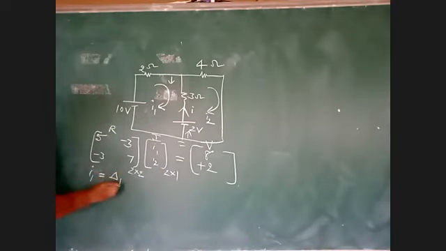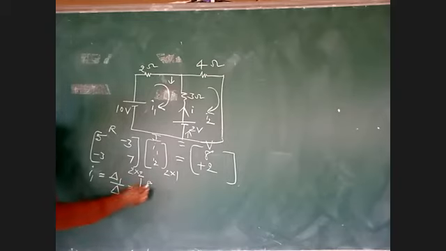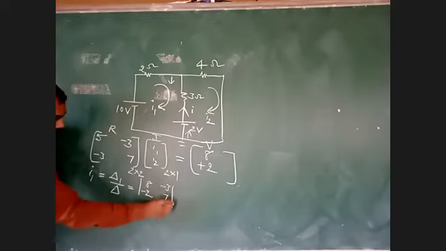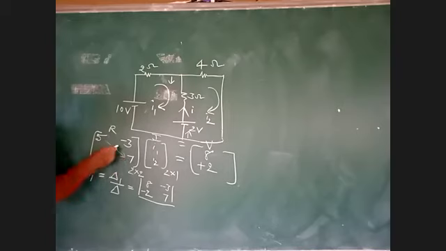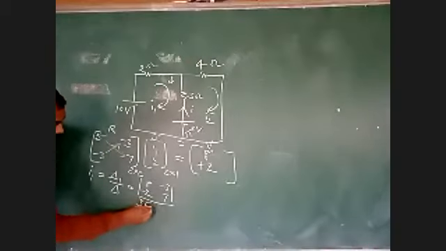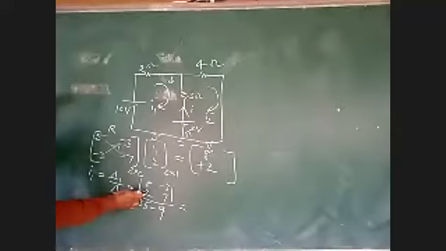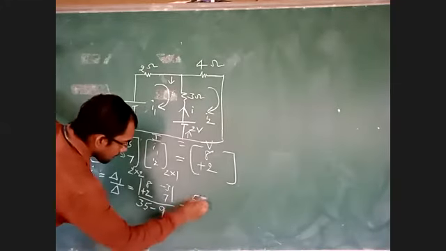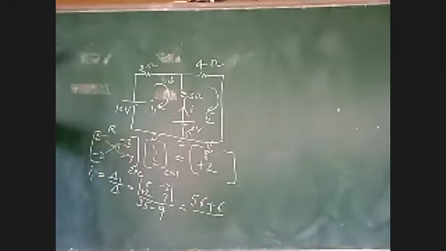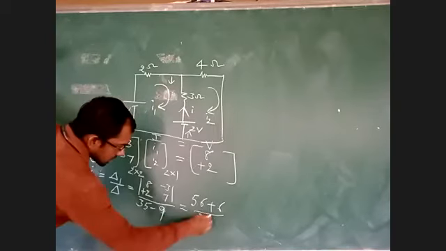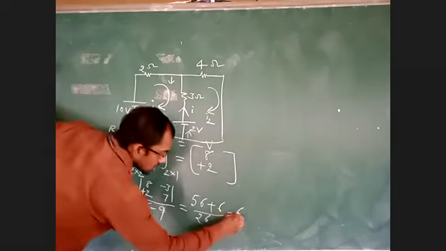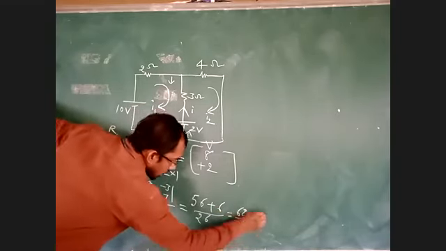I1 is equal to delta 1 by delta, where delta 1 is 8, minus 2, minus 3, 7, divided by the determinant of this, which is 26. Numerator: 8 times 2, minus 2 times minus 3, plus 7 times 8, that is 56 plus 6, divided by 26. That is equal to 62 divided by 26.